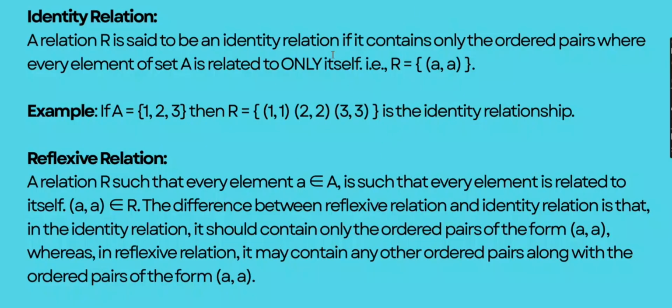See here, A is equal to 1, 2, 3. The identity relationship has to be generated in such a way that a value is related to itself. So 1 is related to 1, 2 is related to 2, and 3 is related to 3. None of the other relations are possible here. See, 1 is related to 2. Is this present? No. So only 1, 1, 2, 2, 3, 3. This is called an identity relation. None of the other relations will be accepted here.